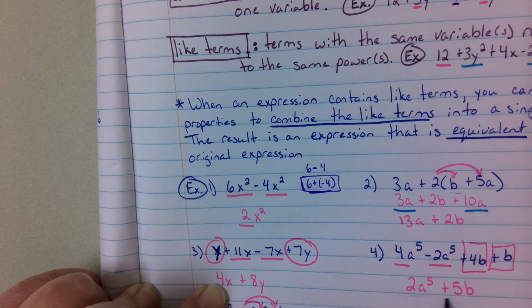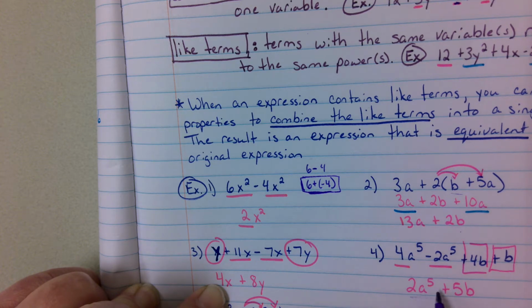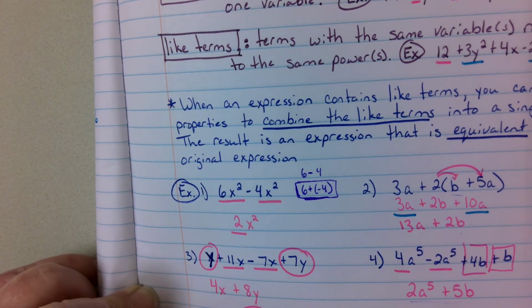So right here, this is as simple as it gets, and we have the same value here that we started with in our original expression. This is equivalent or the same as 2a to the 5th plus 5b.